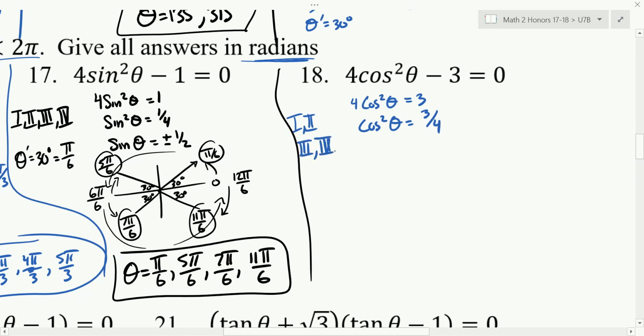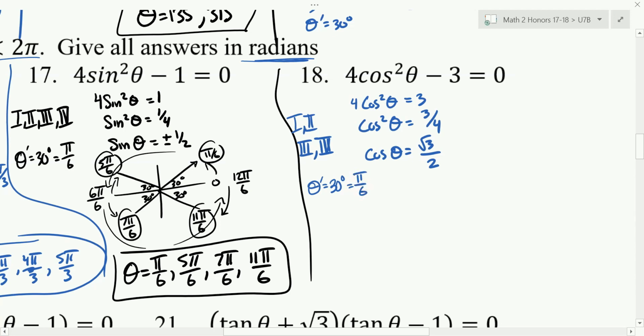So we have 4 answers. Take the square root and you get cosine theta is the square root of 3 over the square root of 4, but we know the square root of 4 is 2. And the cosine of what angle is root 3 over 2? Well, that's going to happen with 30 degrees. So theta prime, or reference angle, is 30 degrees, which is pi over 6.